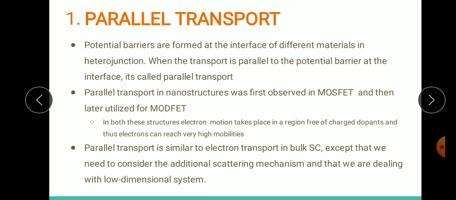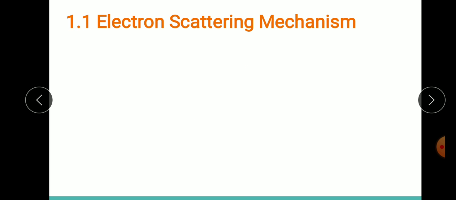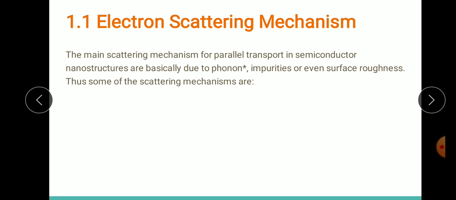So let's see the electron scattering mechanism that happens in our nanostructures. So basically the main scattering in nanostructures is due to phonons, impurities, or even surface roughness.